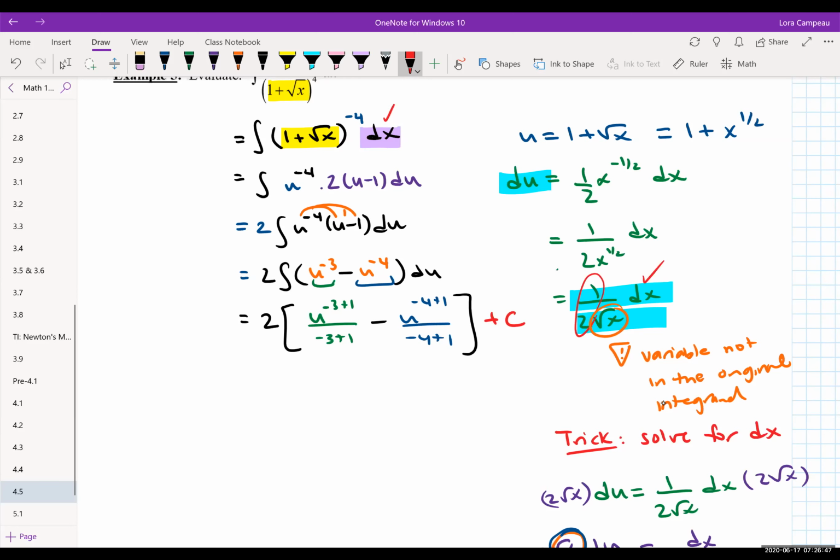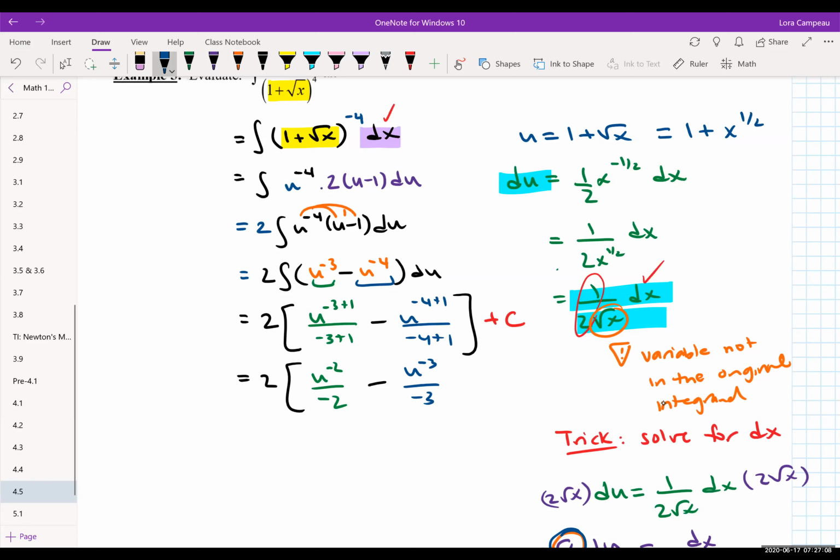So clean it up. So we have 2. That's on the outside, no problem there. This ends up being u to the negative 2 over negative 2. So got a minus sign. And this will be u to the negative 3 over negative 3.